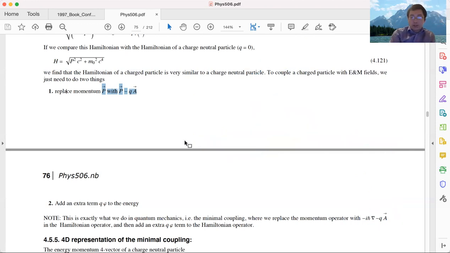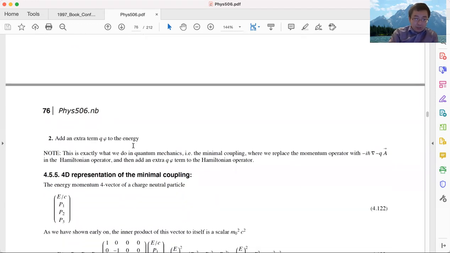We learned that from relativistic physics, for a point particle with charge Q, we should replace this momentum by this guy if we want to couple it to an electric and magnetic field. And that is a minimum coupling, the same thing we learned in quantum mechanics. Okay.